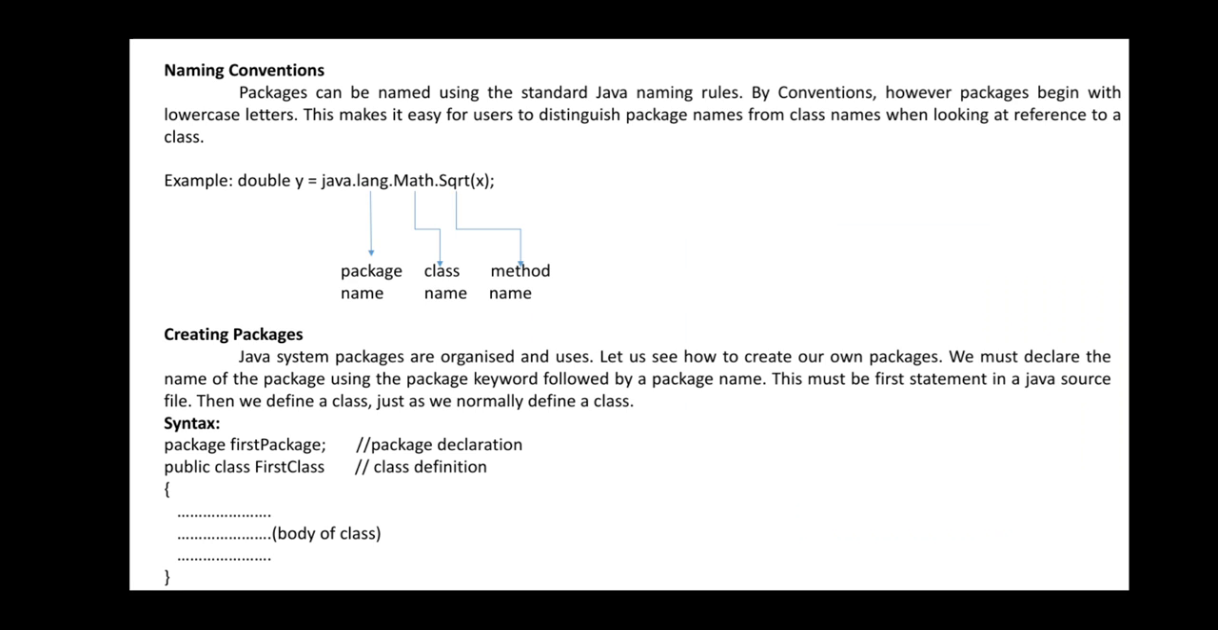How can we create our own package names, and how can they be used to access in different programs within Java? We shall see. Java system packages are organized and used. Let us see how to create our own packages. We must declare the name of the package using the package keyword followed by the name of the package. This must be the first statement in a Java source file. Then we can define a class just as we normally define a class.